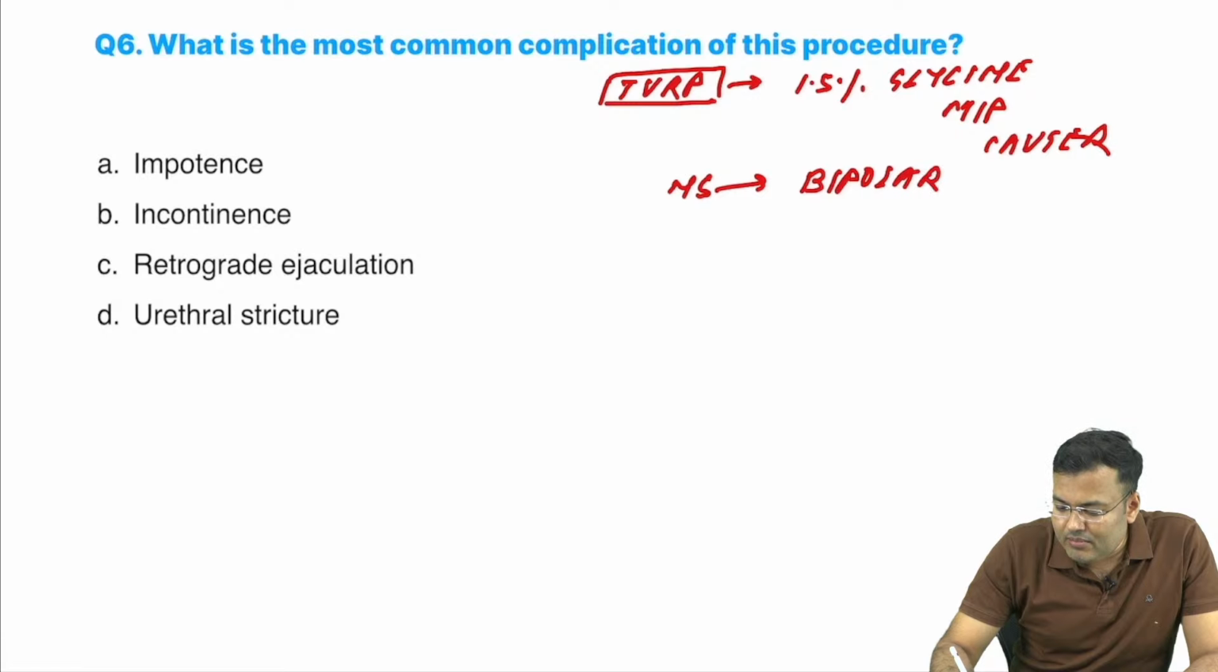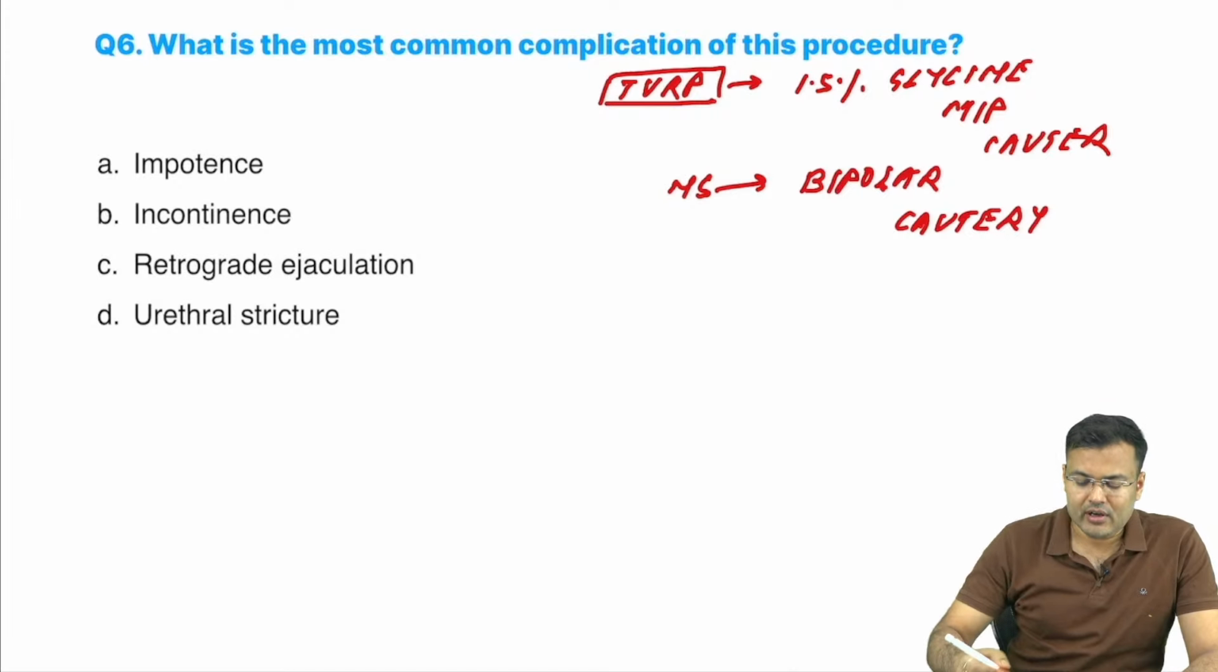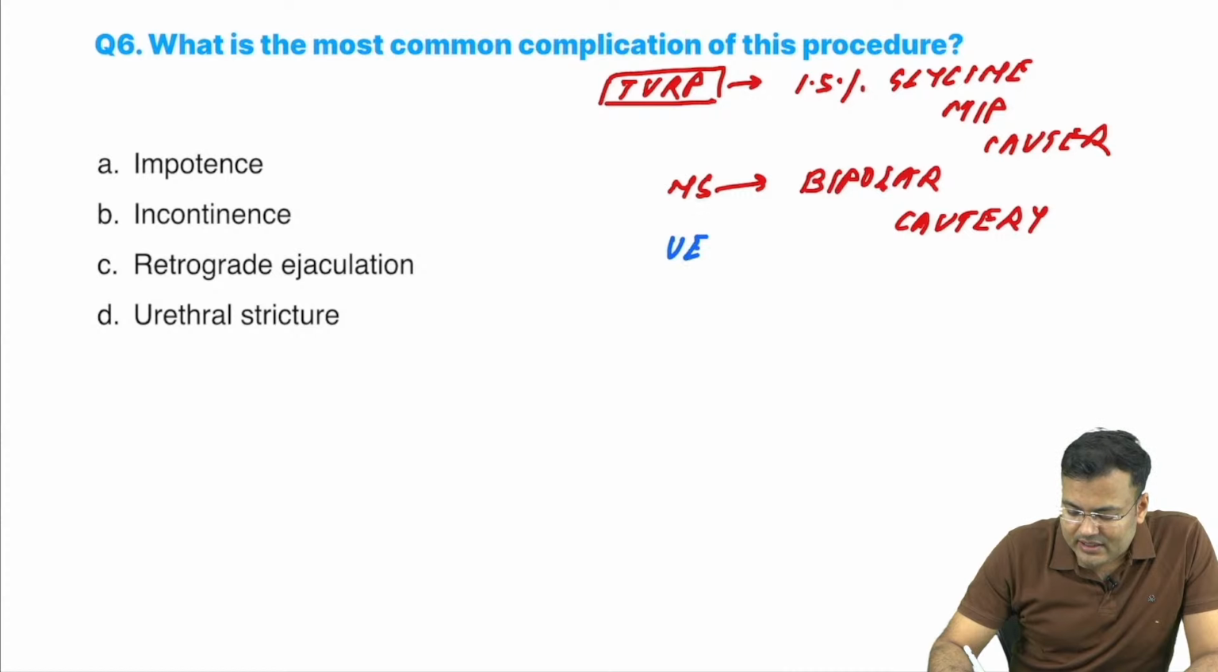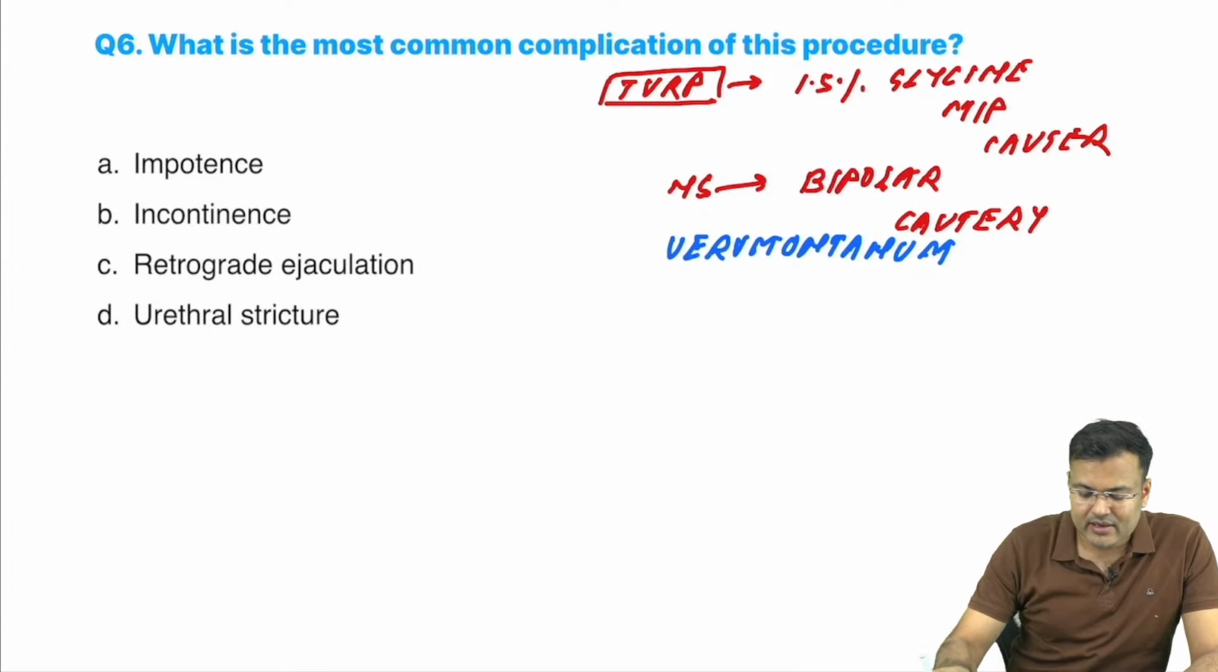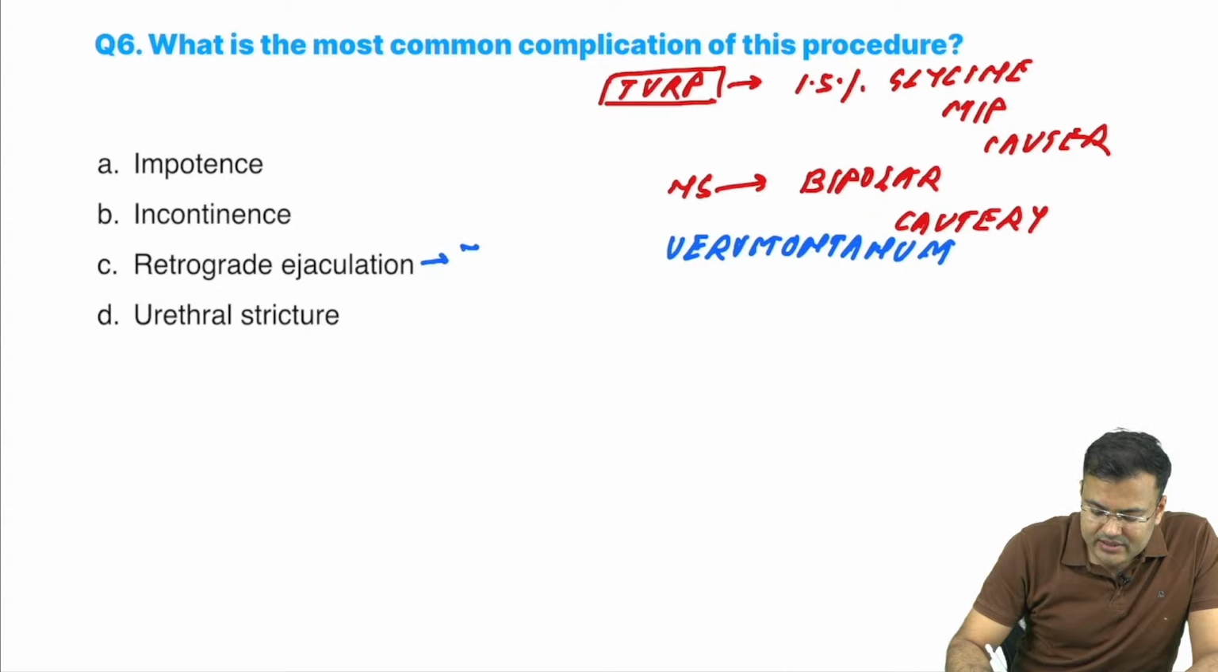So with bipolar cautery, we are using normal saline. Most important distal landmark, that is veru montanum. Okay, somebody is asking what's the cause of retrograde ejaculation. Don't worry, Ranjan, I will explain. So guys, the most common complication is retrograde ejaculation, 75%, impotence 10%, incontinence less than 1%.